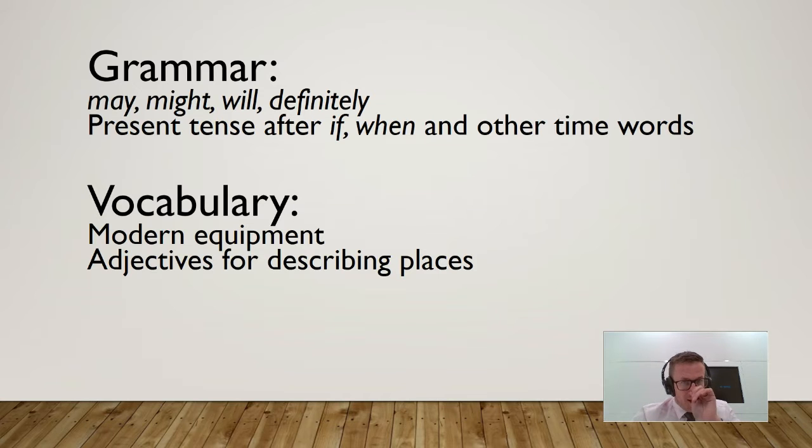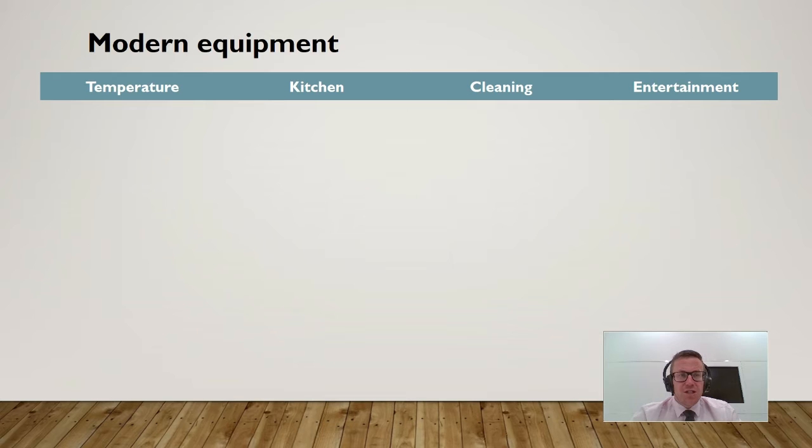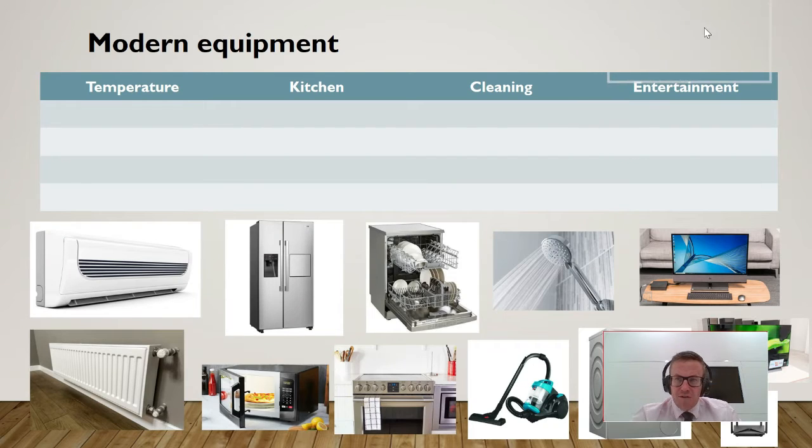So as with the other videos, this will just be a short review of what the language points are. So modern equipment first. There were a bunch of words in the book and they fit into these categories: temperature, kitchen, cleaning, and entertainment. Here are the pictures of them all.